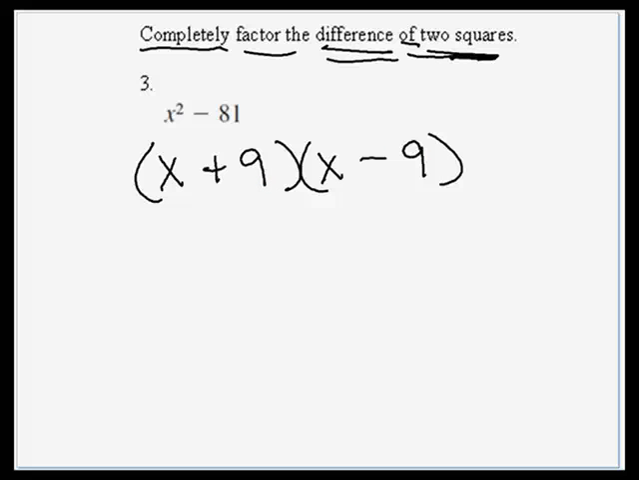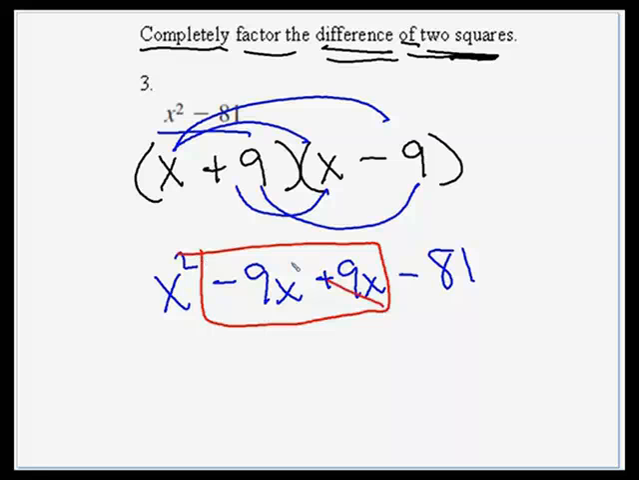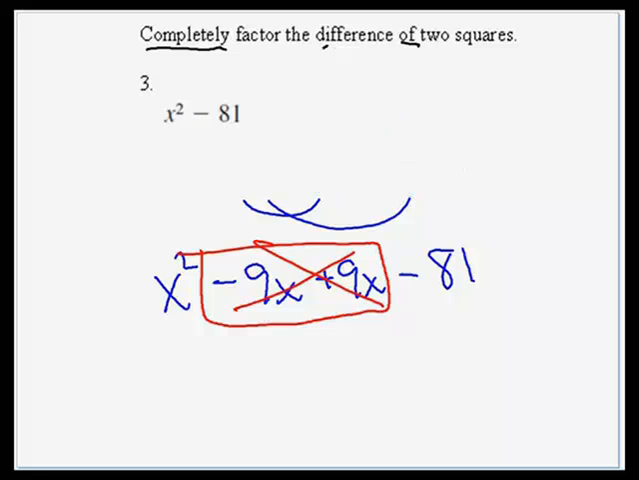And remember, I say in class over and over, when you factor, you can always check to make sure you got the right answer by FOILing it back out. X times x is x squared. X times minus 9 would be a minus 9x for the outers. The inners would be a plus 9x. And then the last term times the last term would be a minus 81. And these middle terms, of course, would cancel. So we're left with x squared minus 81, and that is right where the problem started. So we know we factored it correctly. X minus 9, x plus 9.